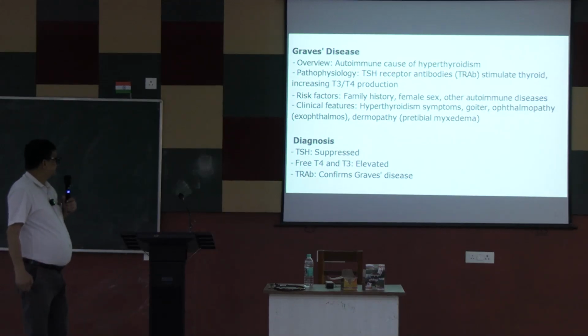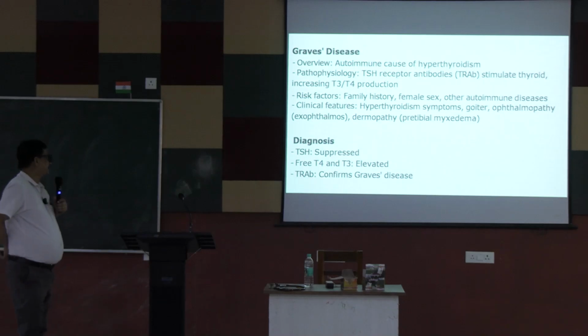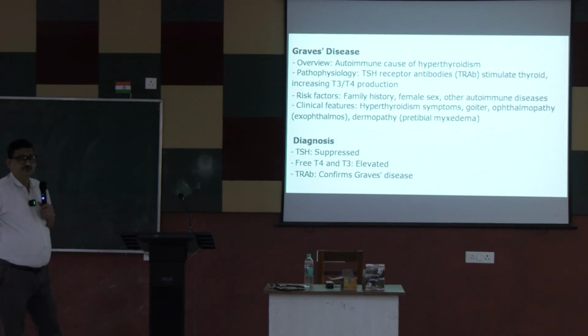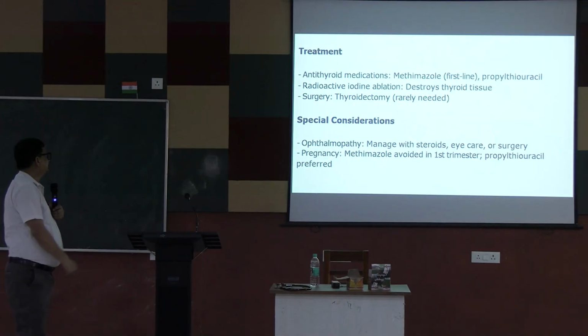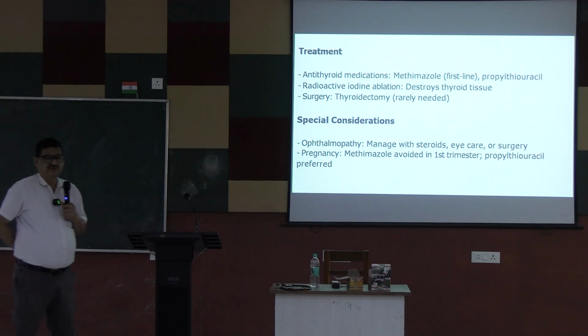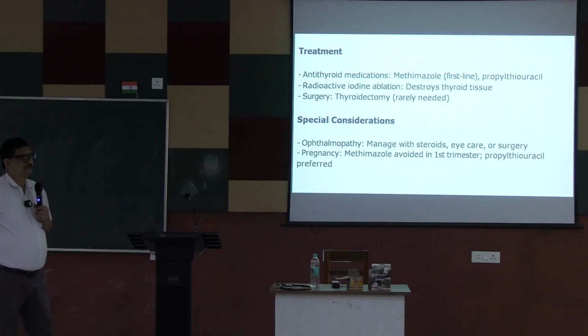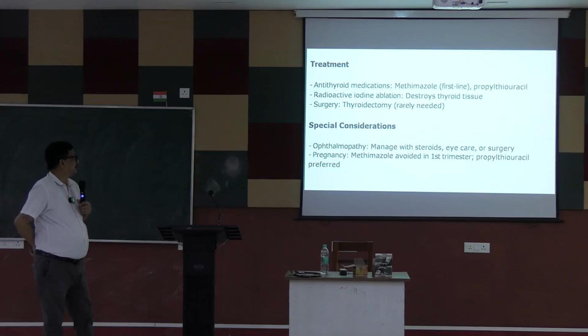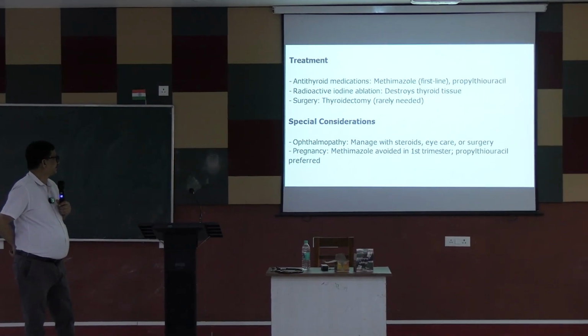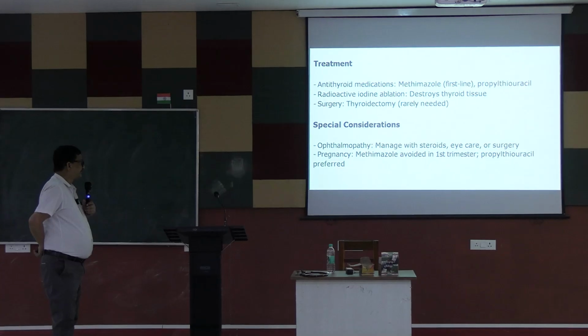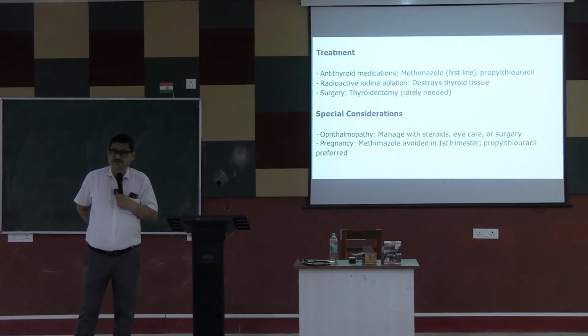Clinically, when we suspect a patient, then we go for again the thyroid profile, where we will see TSH is grossly suppressed, T3 and T4 are elevated, and to confirm Graves' disease, we will do the thyroid receptor antibody. What is the treatment? First line is methimazole. We will start with a low dose, thrice daily methimazole or propylthiouracil. Propylthiouracil will be a better choice in case of pregnancy.